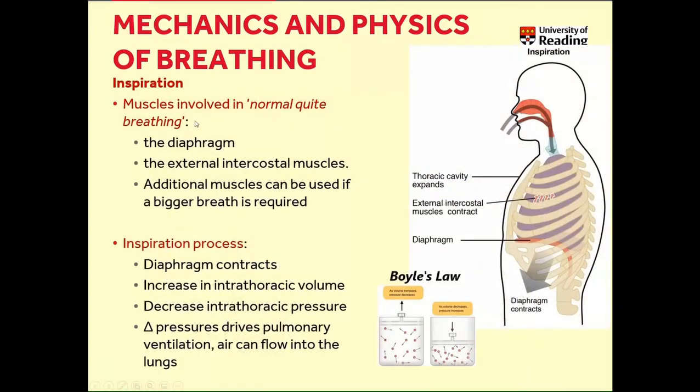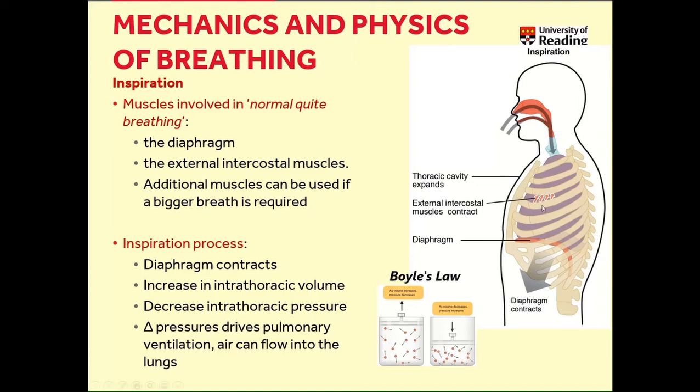Inspiration involves the contraction of the diaphragm and also the external intercostal muscles. It can involve additional muscles if a bigger breath is required. What happens during inspiration? The diaphragm contracts. It moves inferiorly toward the abdominal cavity. By doing so, it creates a larger thoracic cavity and more space for the lungs.